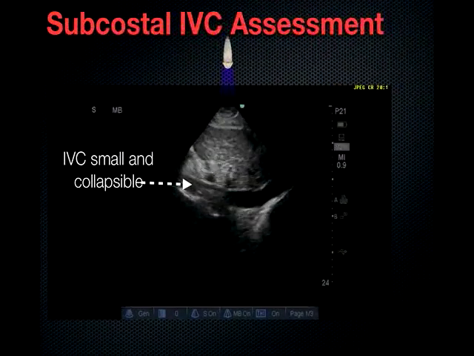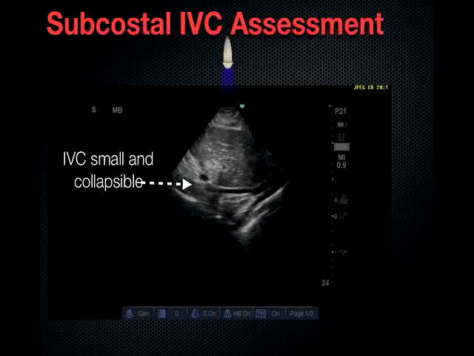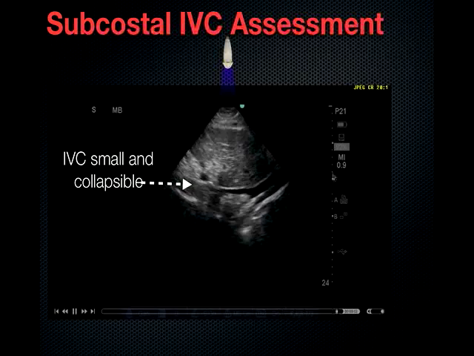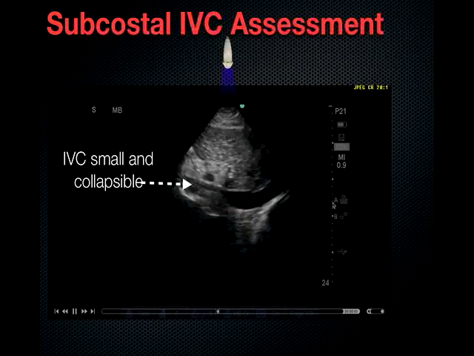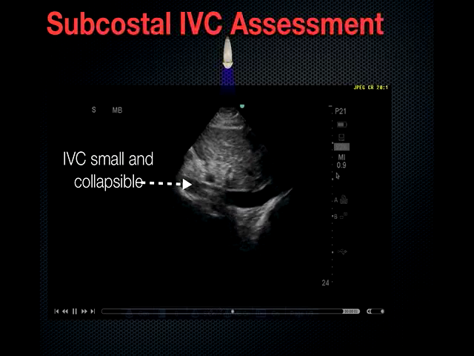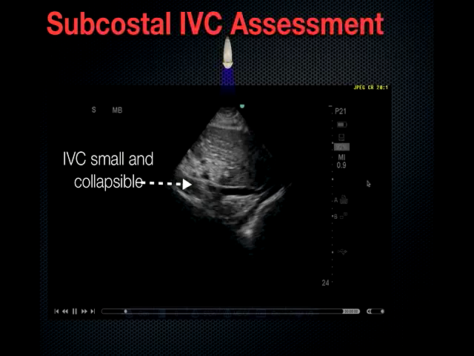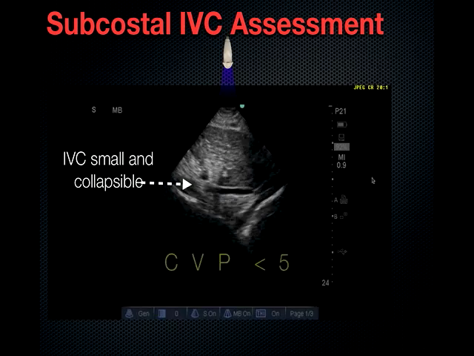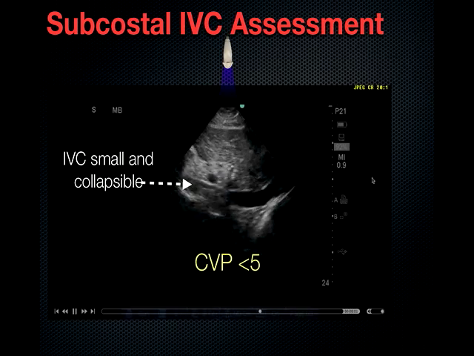So here you can see the IVC is small and collapsible. On this side over here, each one of these marks on the right margin is a centimeter. So you can see that this IVC is about 2 centimeters, but collapses almost 100% during respiration. So we would say that this CVP is likely less than 5.